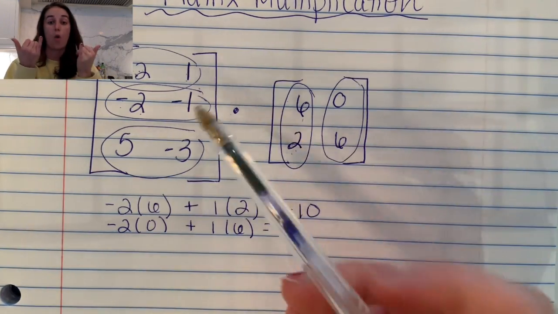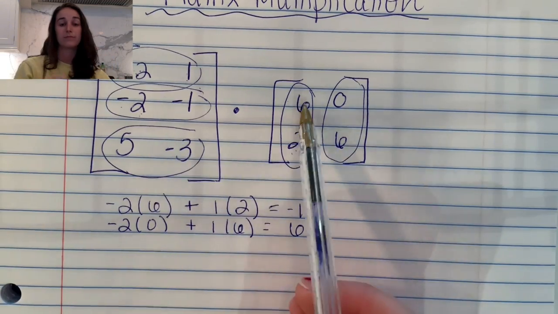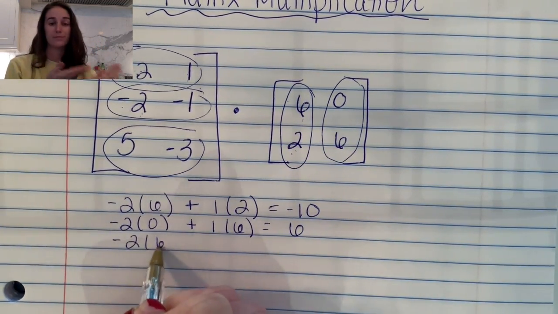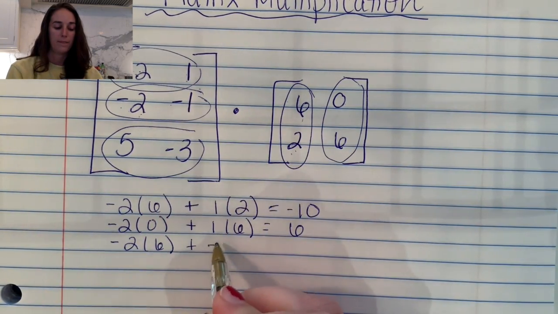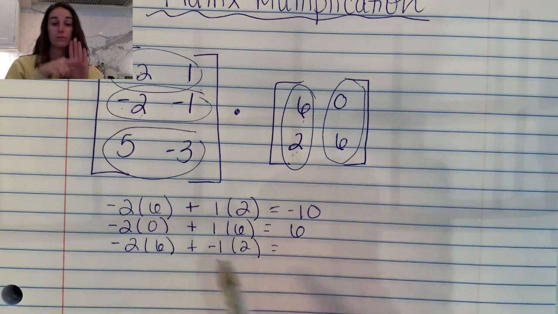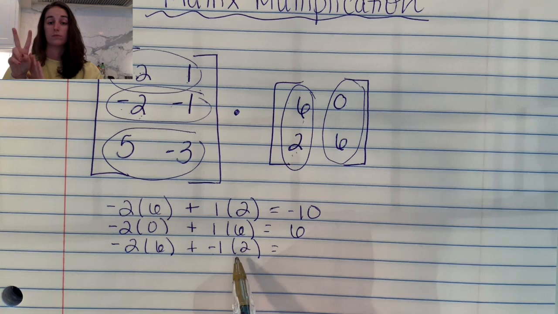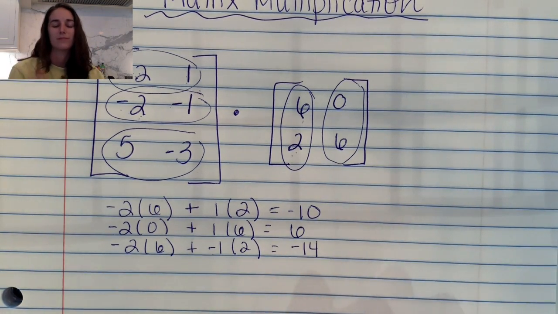So now we're going to move down because we finished both of these columns. -2 times 6, our first number times our first number, plus -1 times 2. So -2 times 6 is -12. -1 times 2 is -2. -12 plus -2 is -14.